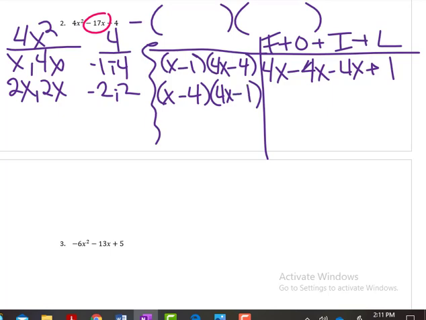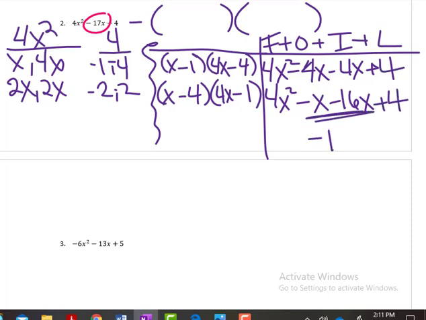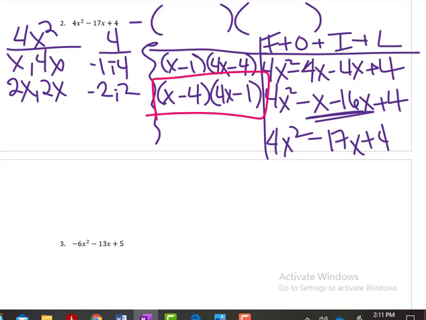So we'll do the first. Again, we get 4x squared. Outer, minus x. Inner, minus 16x. And then last, plus 4. Now notice here, I end up with a negative 17x. And when I finish this, I have exactly what I started with, which means this is the answer. And I'm going to write it in my spot. Now, this should be an equal sign, not a negative sign. I wanted to make sure I fixed that. All right, so this is my answer.